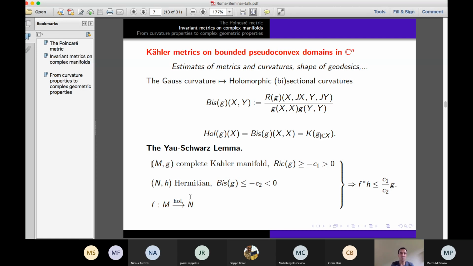In case M equals the disk or N equals the disk, you will compare a metric on your manifold. Of course, your manifold will need to satisfy some curvature conditions. And you will compare either with the Kobayashi metric or with the Carathéodory metric.